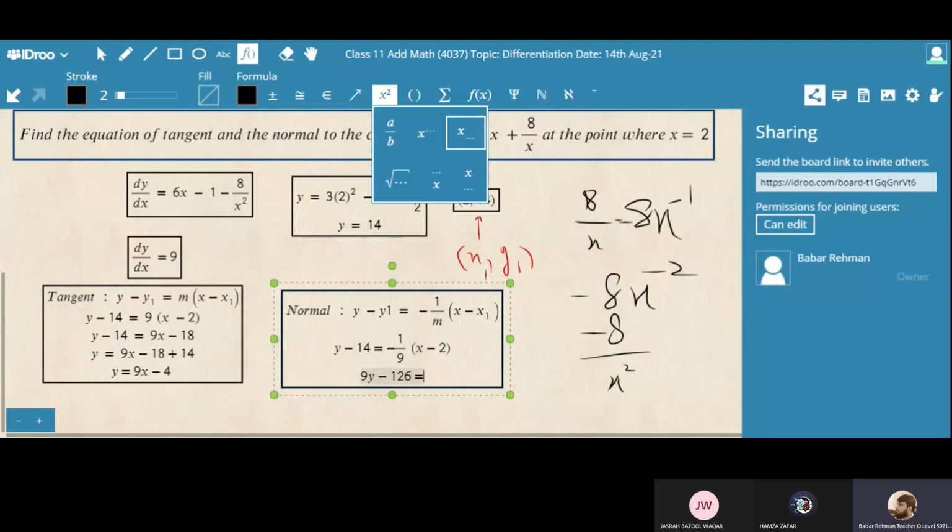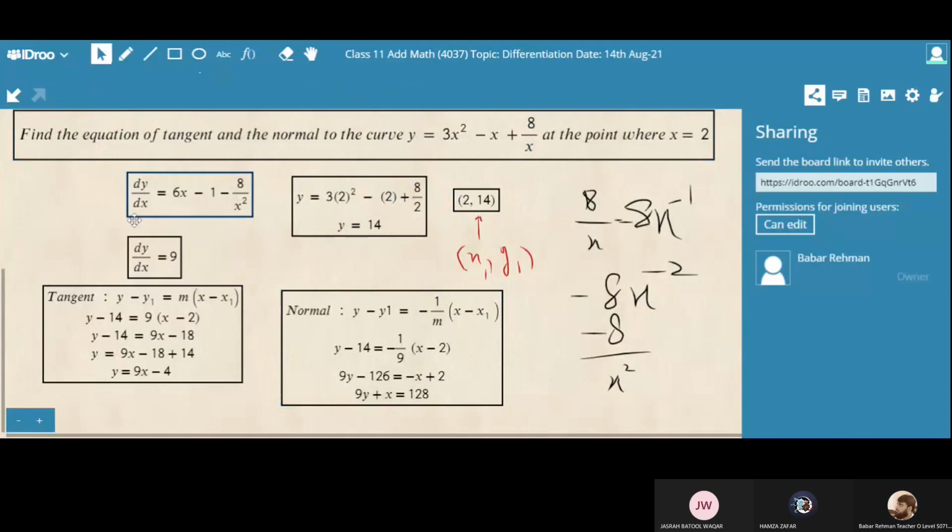Okay, y is equal to negative x plus 2. Next step. Can I write my equation like this? 9y plus x is equal to 2 plus 126. So it should be 128. Okay, so this is our answer.